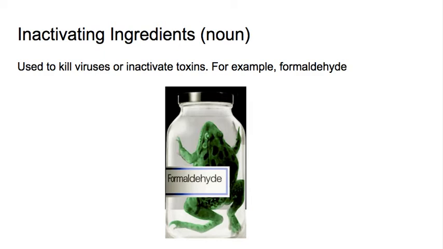Our next word is inactivating ingredients, and that's a noun as well. These are used to kill viruses or inactivate toxins. For example, formaldehyde. Formaldehyde is used a lot of times to preserve dead bodies, so we'll see that in labs a lot. It's a very toxic chemical in large amounts. But again, it's used to make sure that the vaccine that you are receiving, or that we give patients, is not contaminated with viruses or other toxins.